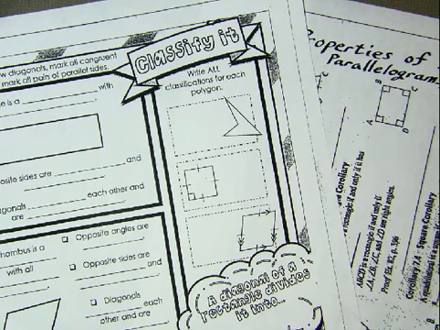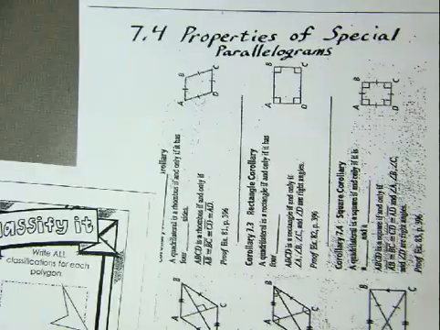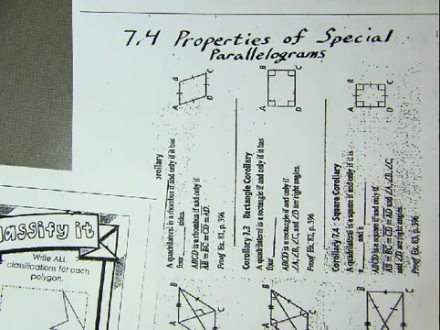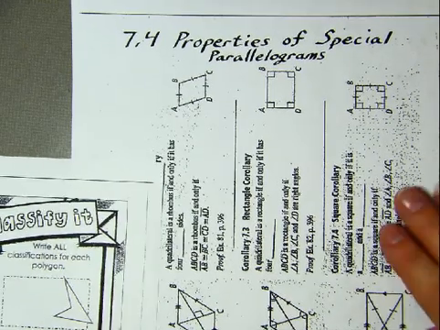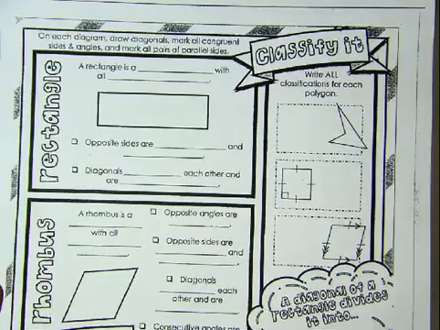Welcome back. So today we're going to be working on 7.4. You're going to need these two handouts: the doodle notes, as well as the one that has properties, theorems, as well as corollaries on there. We're going to be starting with our doodle notes, so if you want to go ahead and take that one out first.